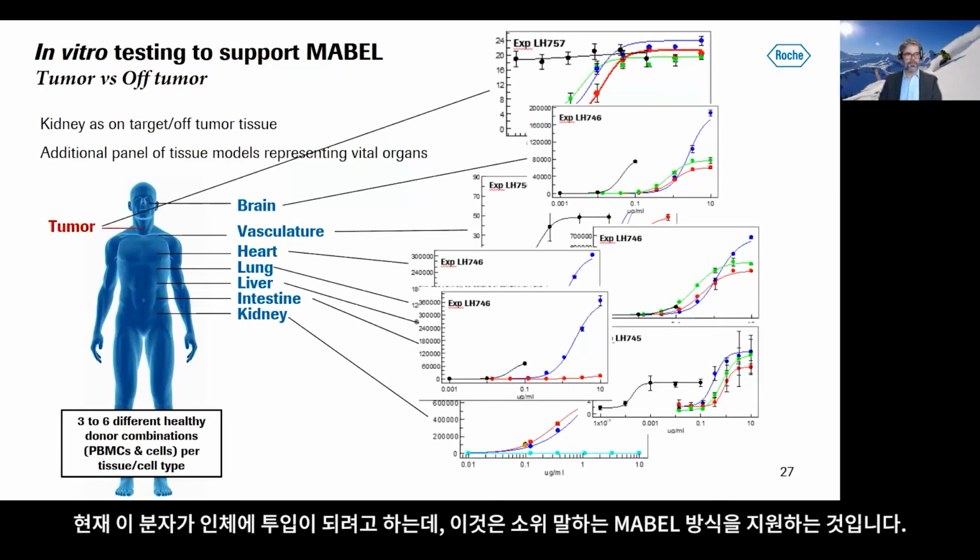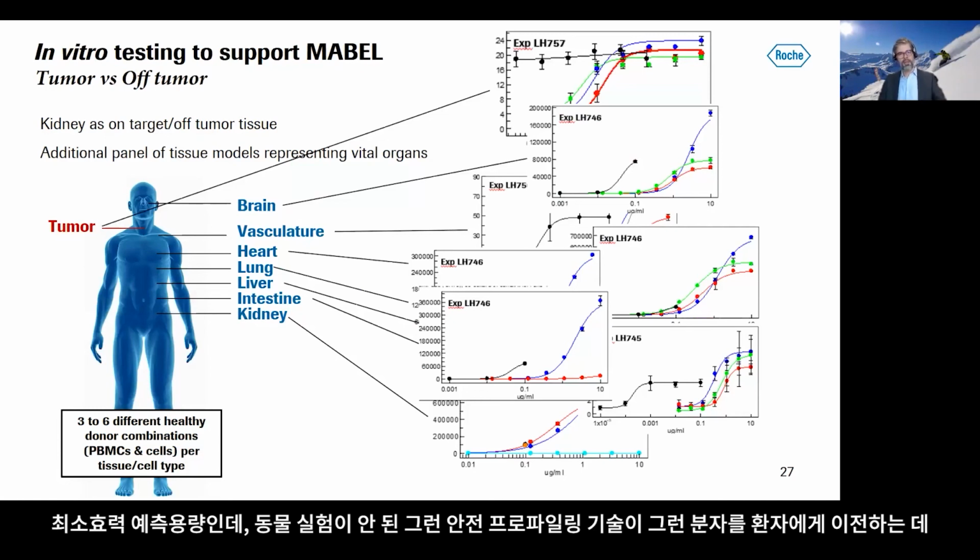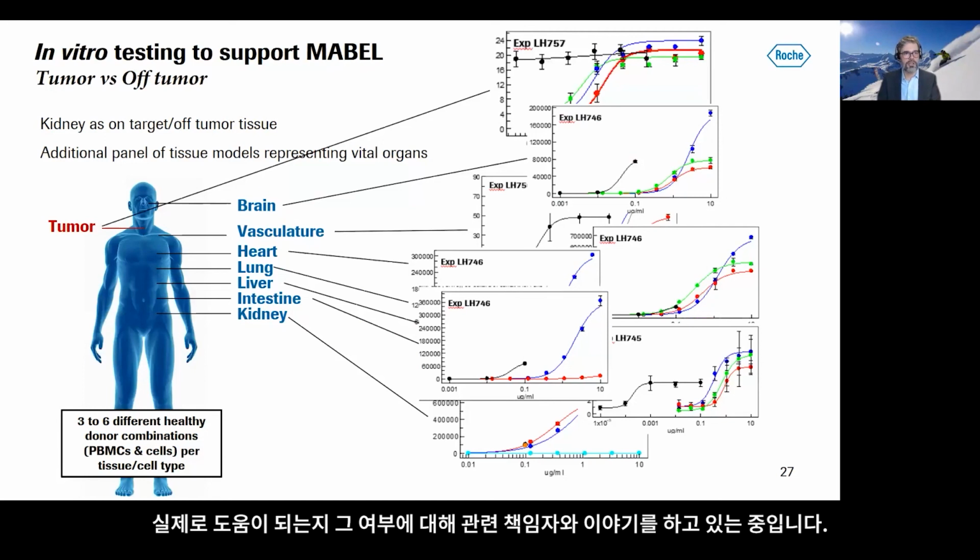And currently, this molecule is about to enter into human, supporting a so-called MABEL approach. So the minimal anticipated biological effect level, where we are in discussions also with authorities, whether such a safety profiling characterization in the absence of any animal test can really help moving such a molecule into patients.